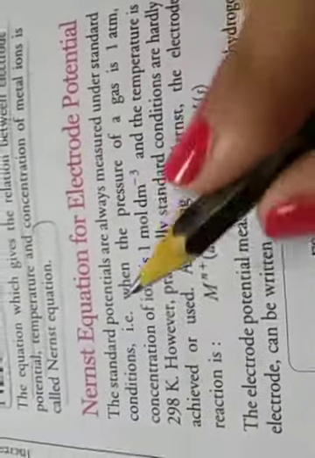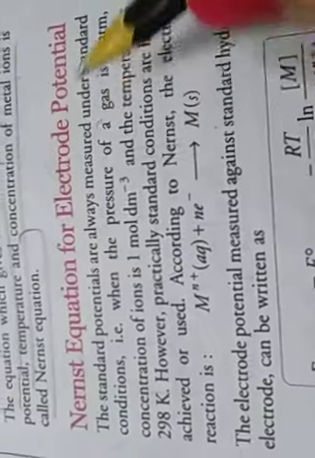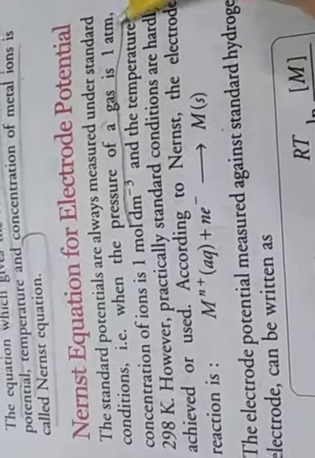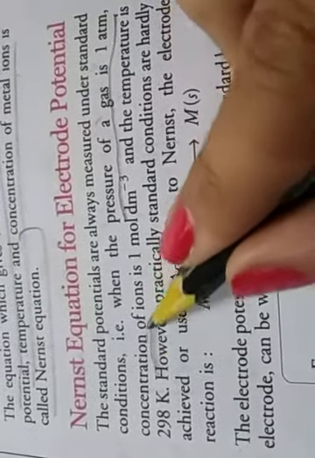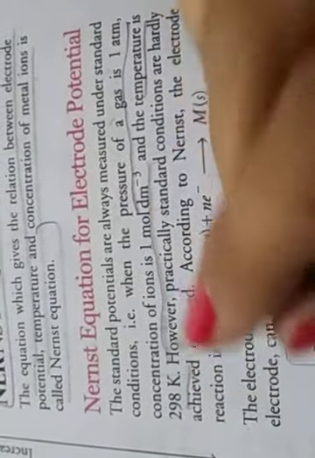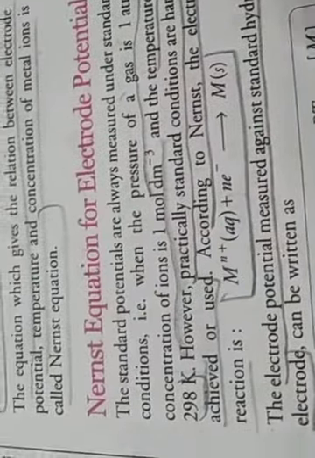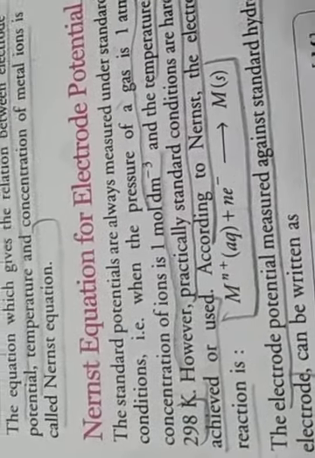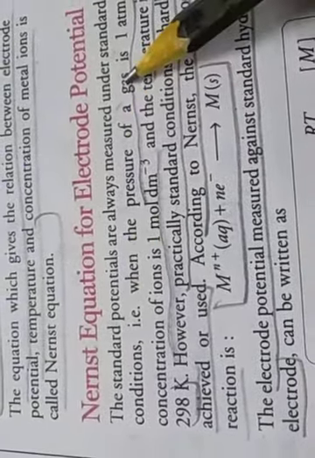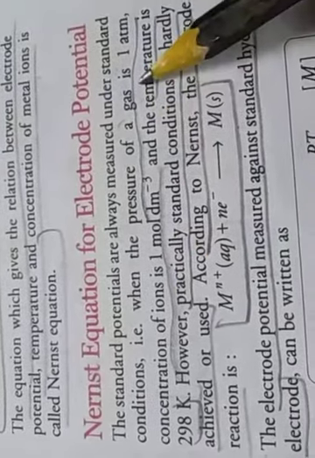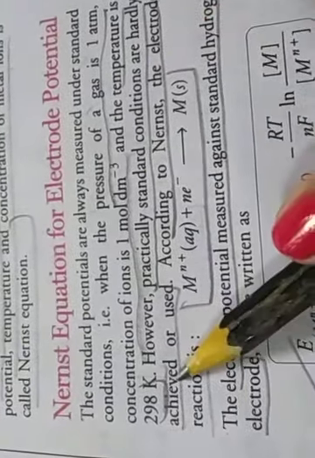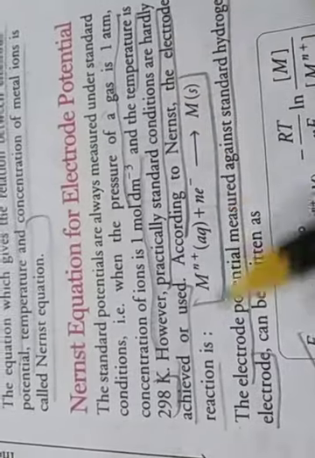So here you see, standard potentials are always measured under standard conditions, like when the pressure of a gas is 1 atmospheric pressure, concentration of ions is 1 mole per decimeter cube, and temperature is 298 Kelvin. Okay. Nernst equation for electrode potential. The standard potentials are always measured under standard conditions. Pressure of a gas is 1 atm, concentration of ions is 1 mole per decimeter cube, and temperature is 298 Kelvin. So practically it is hardly achieved or used.